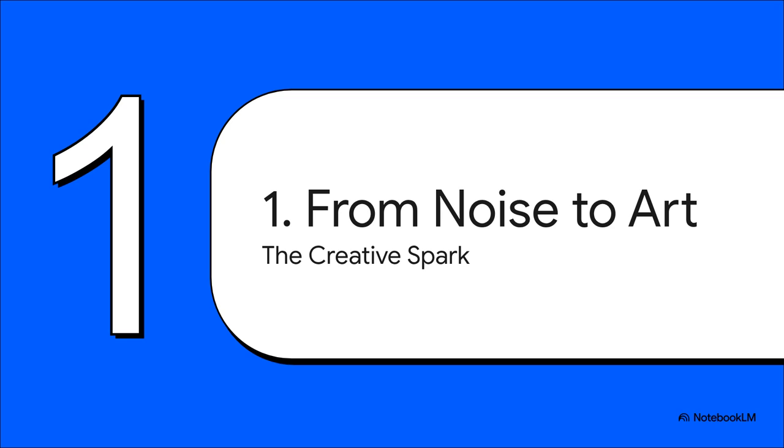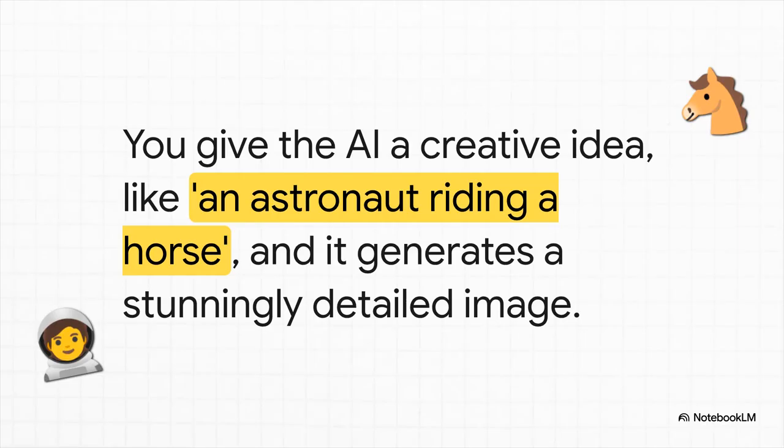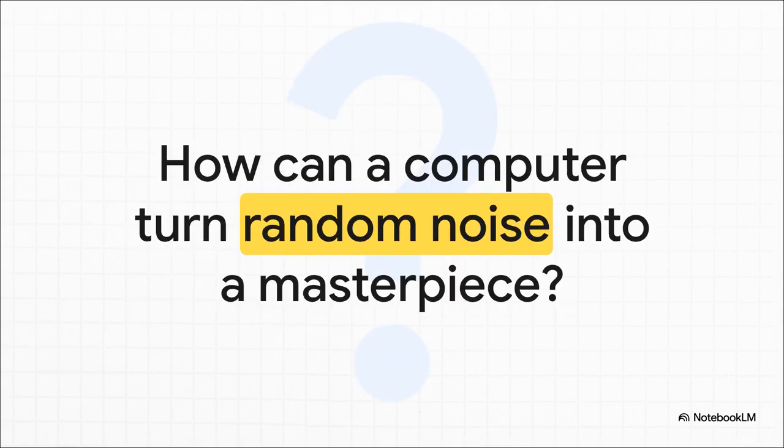A simple text prompt that creates something absolutely amazing. You start with this simple, almost kind of crazy idea, an astronaut riding a horse. You just type it in, and in a few moments, the AI takes that text and transforms it into this stunningly detailed image that looks like it was pulled right out of a dream. So that's the big question, right? How in the world does this even work?